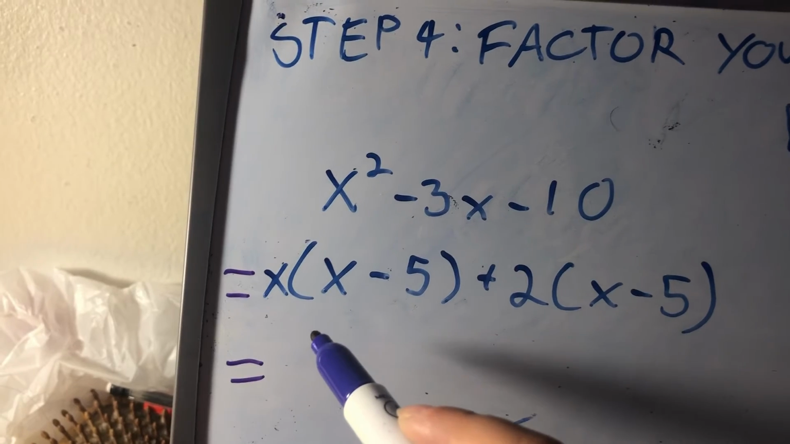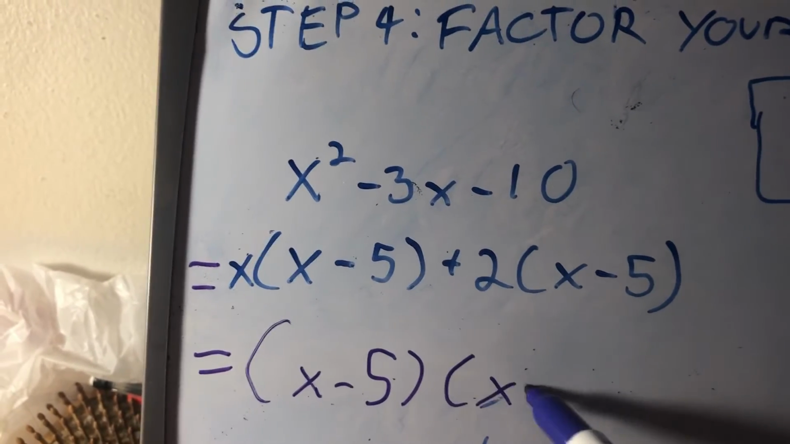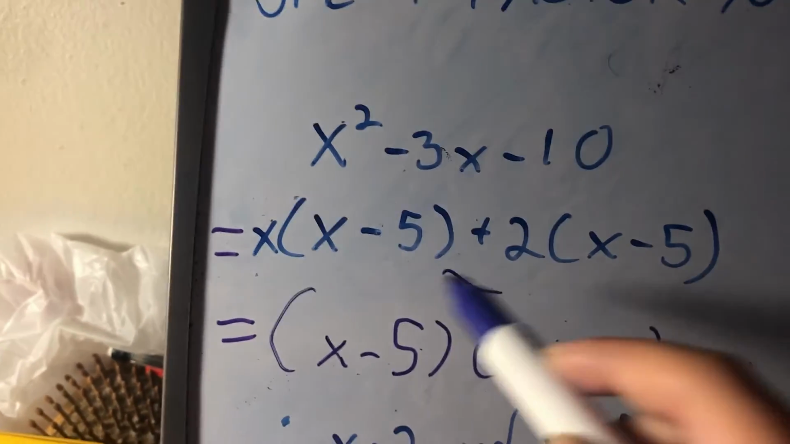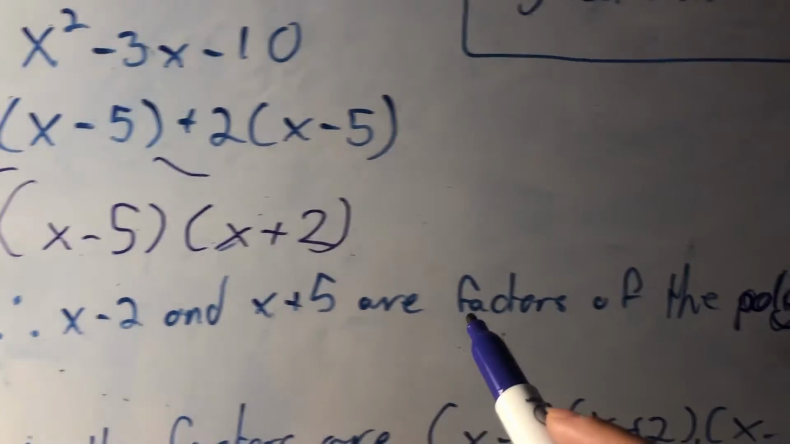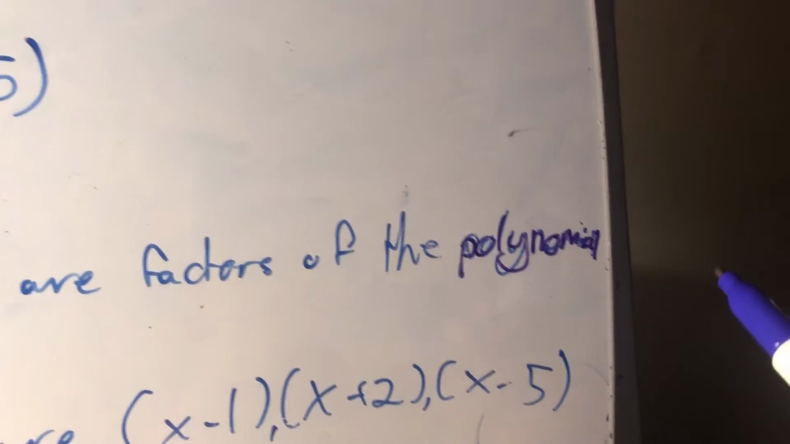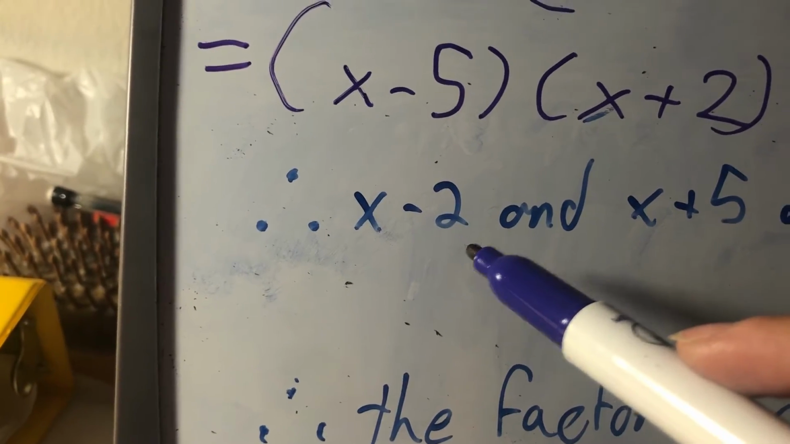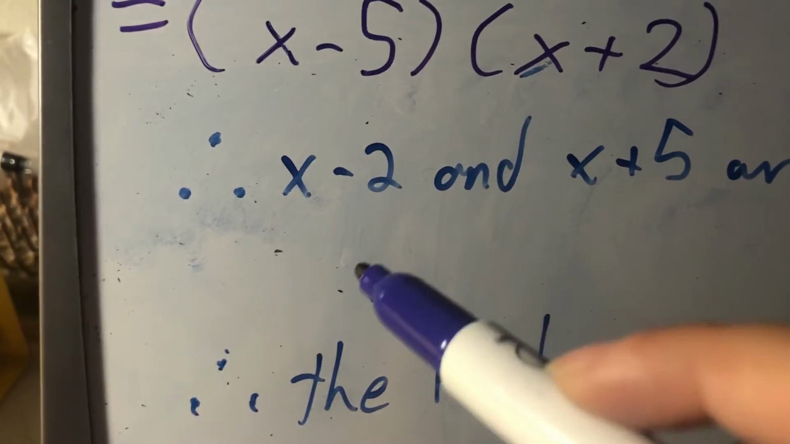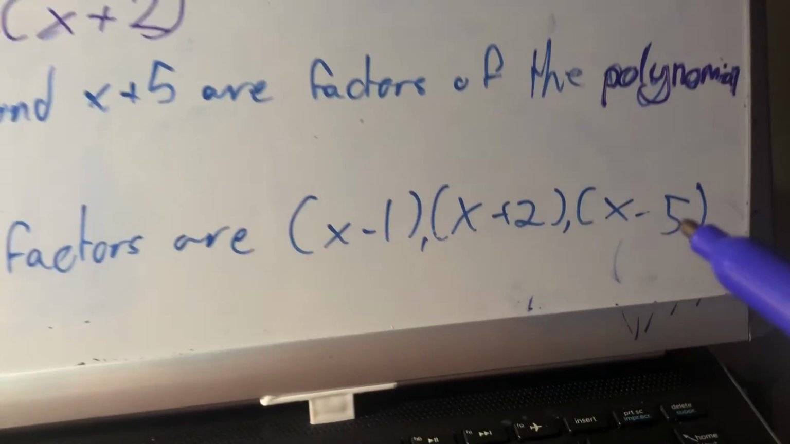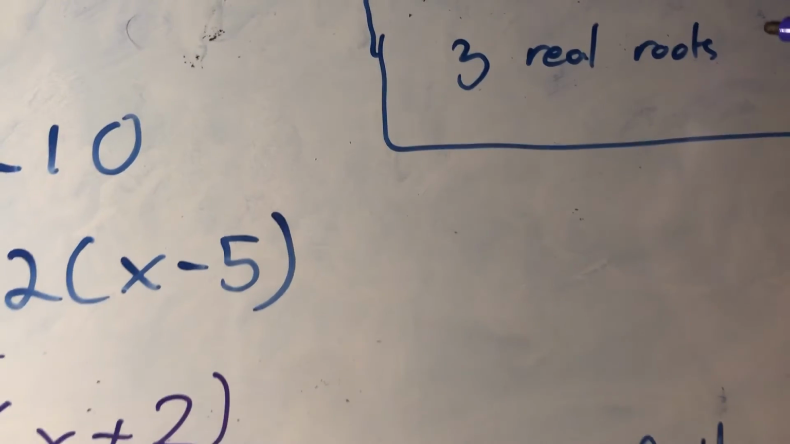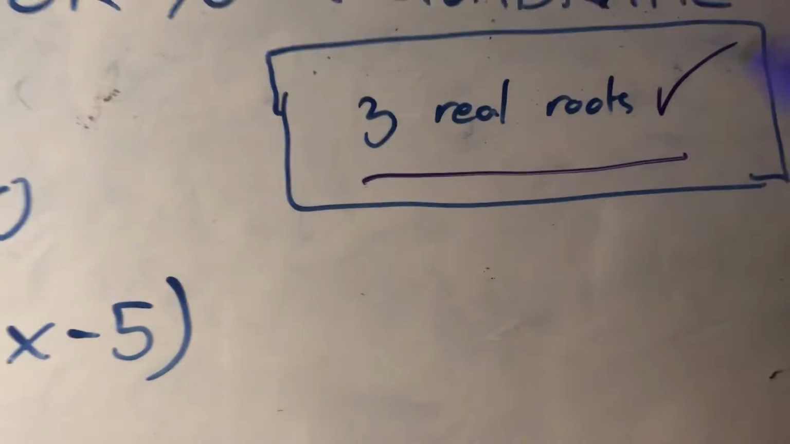We can write that factor in the form x minus 5, x plus 2, coming from these two numbers. Then, this means that x plus 2 and x minus 5 are factors of the polynomial. And going back to our original polynomial, 2 and 5 are both factors of 10, which was our constant term. Therefore, the factors of the polynomial are x minus 1, x plus 2, and x minus 5, which means it was a correct polynomial because it had 3 real roots.